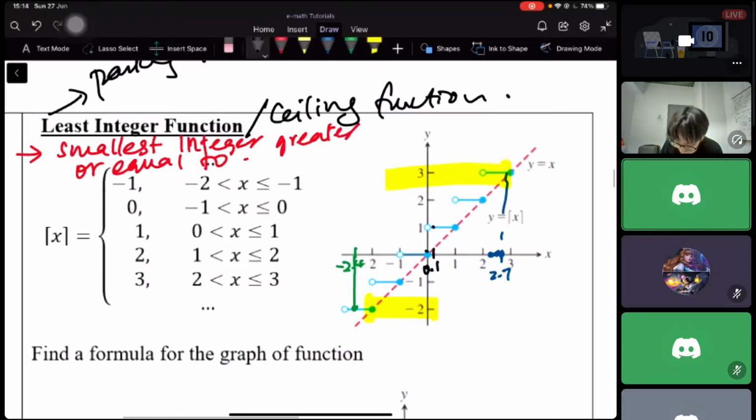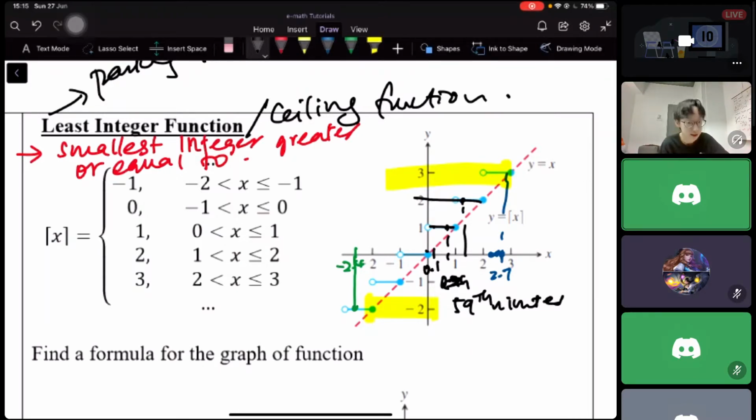Then for 0.99 hours, maybe the 59 minutes that you are in the parking lot, you still pay 1 ringgit. But the moment you pass, you pay your ticket and it's already the second hour, then you have to pay 2 ringgit, something like that. So this is the concept of the least integer function, or ceiling function.